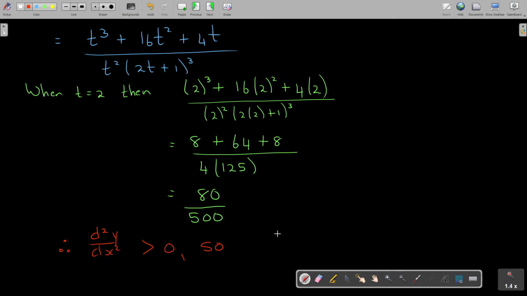So the stationary point is a minimum point. Remember, if it's smaller than 0, it's a maximum point, and if it's bigger than 0, then it's a minimum point. And that's how we do it.